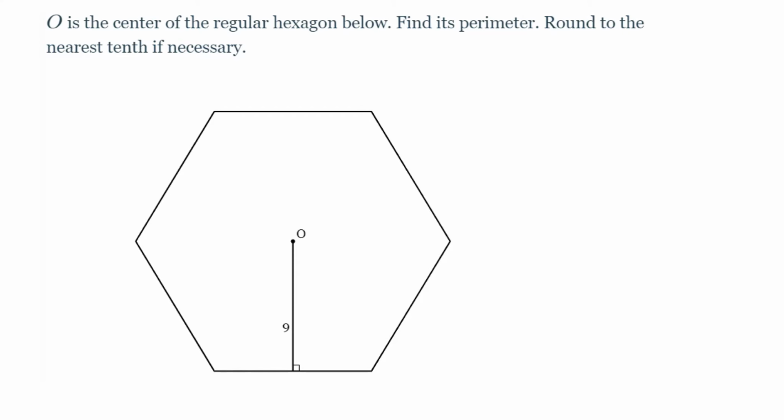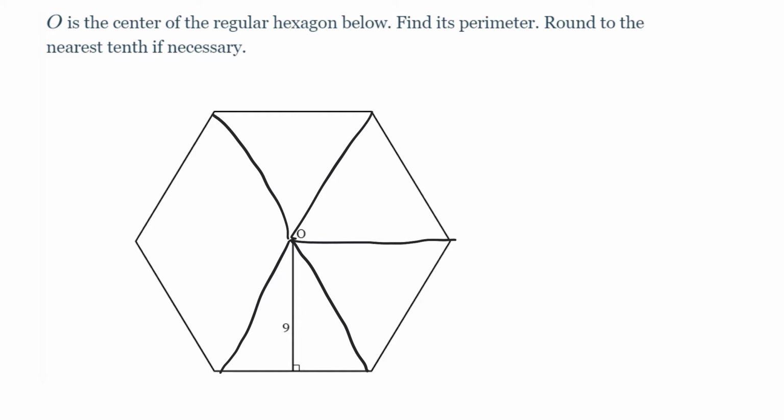All right, as we take a look at this one, what we have is a hexagon. This is a regular hexagon, and what we mean by regular is all the sides are equal. When it comes down to it, what we essentially have is 6 congruent triangles. This one is the height of one of those.